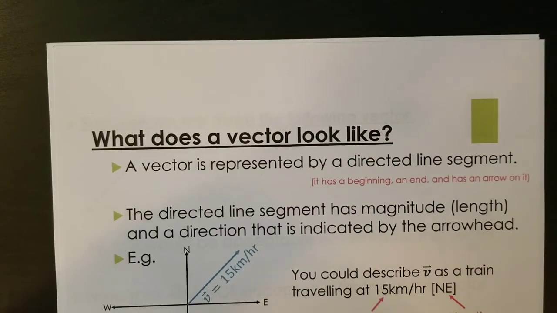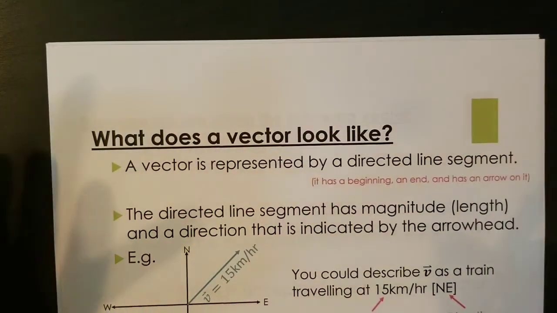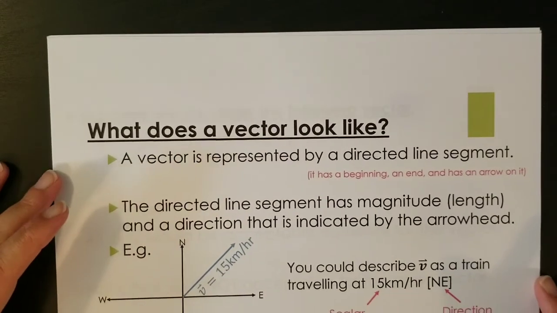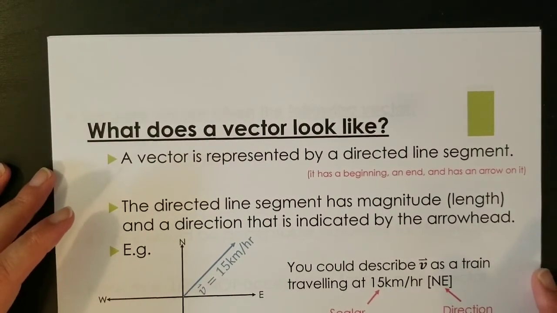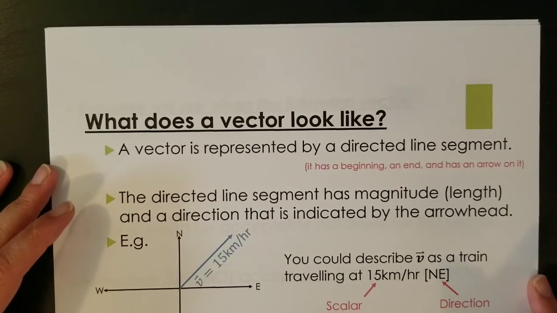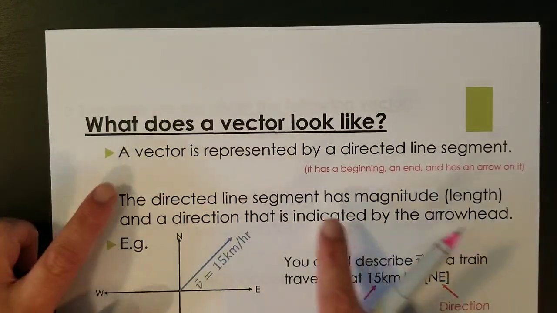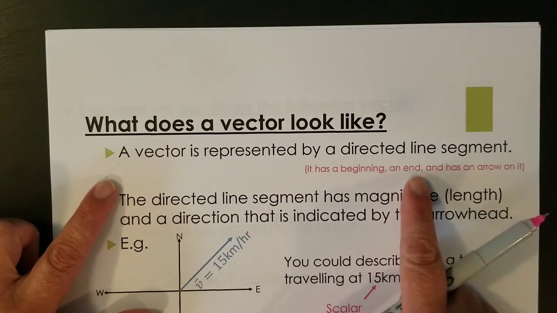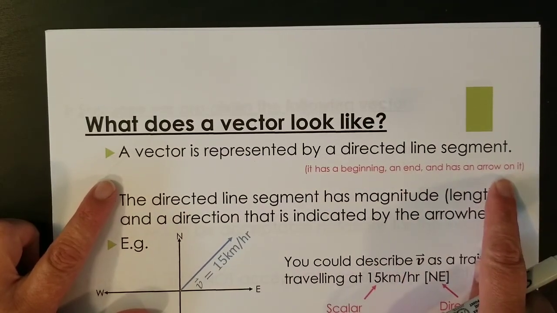That's not the case with a vector. We are going to have an arrow on it, but that arrow does not indicate that it continues forever. It just indicates the direction of the vector, be that the force or the direction of travel or whatever it might be. So it has a beginning, an end, and an arrow on it.